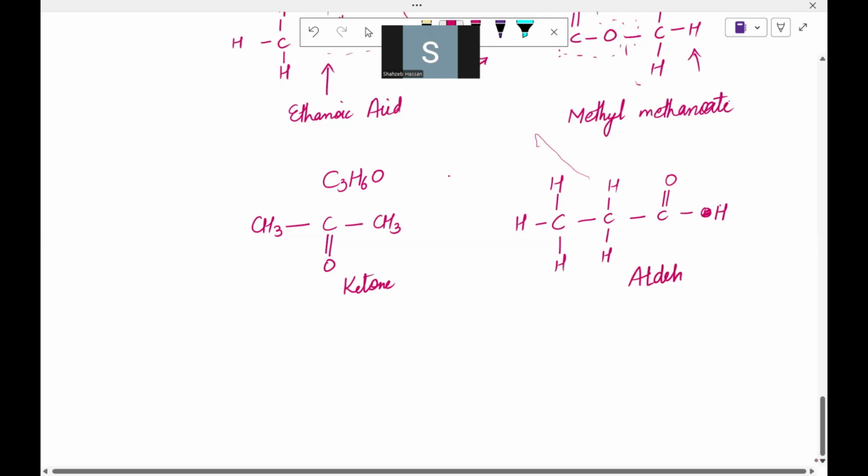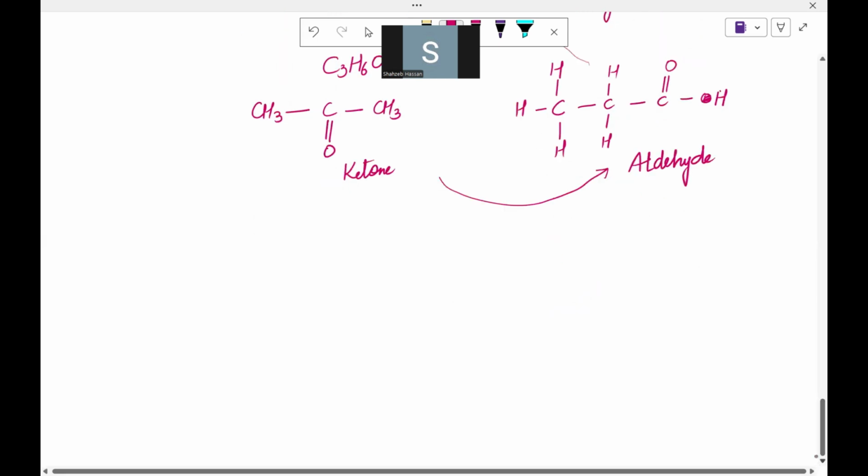With the movement of the functional group, you can see that they both have the same molecular formula, but due to the movement of the functional group, this ketone has become an aldehyde, and they both are functional group isomers of each other. Now, let's take the last example.